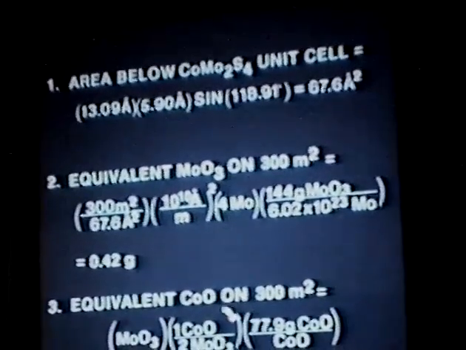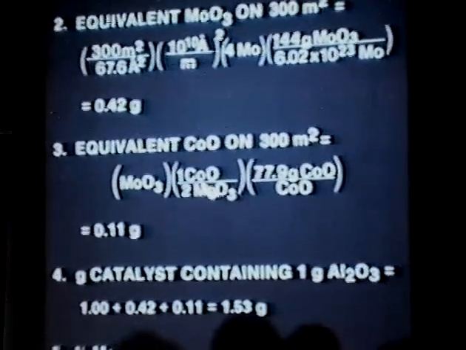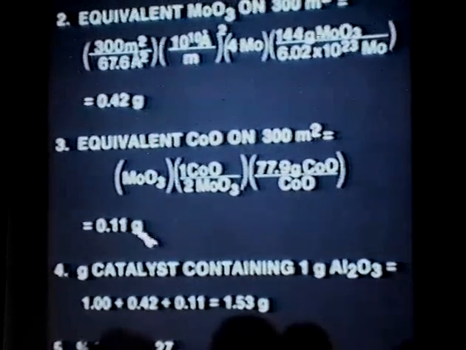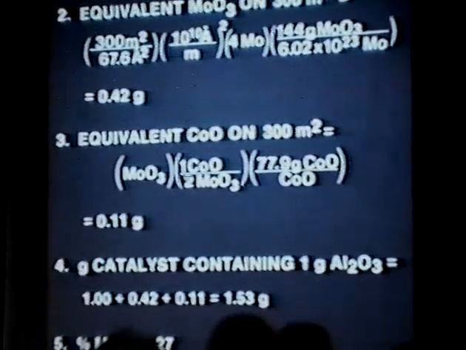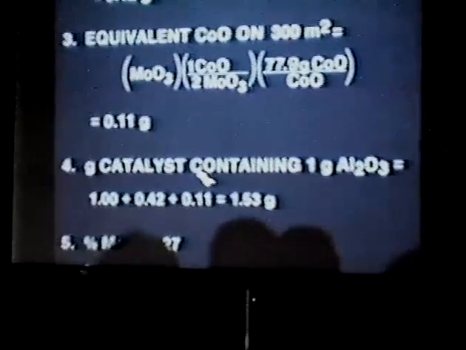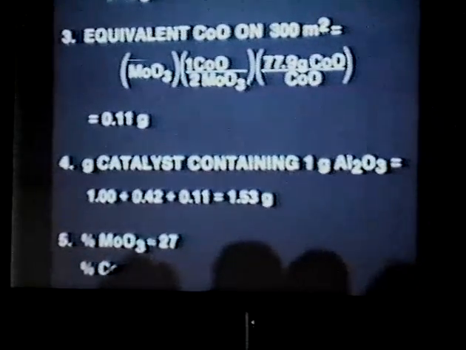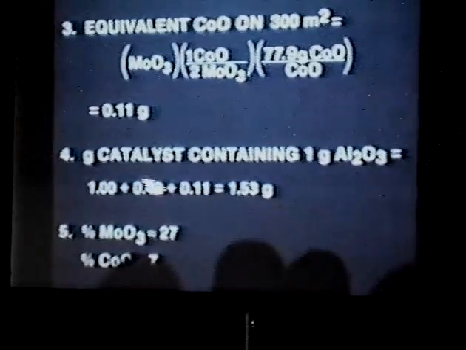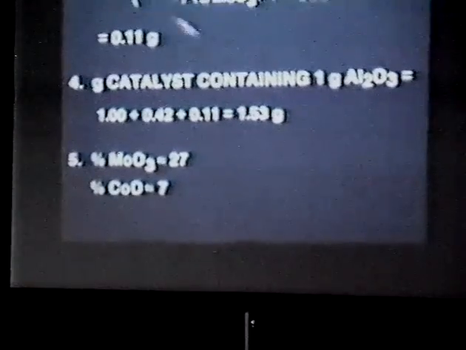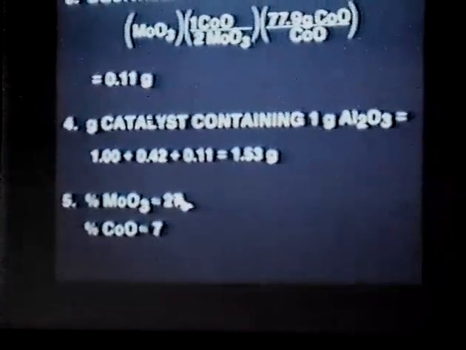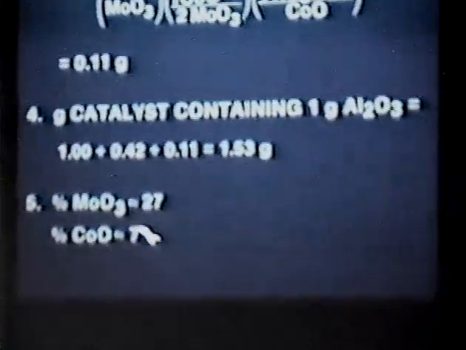The equivalent amount of cobalt oxide from the CoMoO2S4 structure is calculated analogously to be 0.11 grams. So if one takes as a basis 1 gram of alumina, the grams of catalyst that come out of 1 gram of alumina with this ideal model is this number, which gives 27% molybdenum trioxide and 77% cobalt oxide.